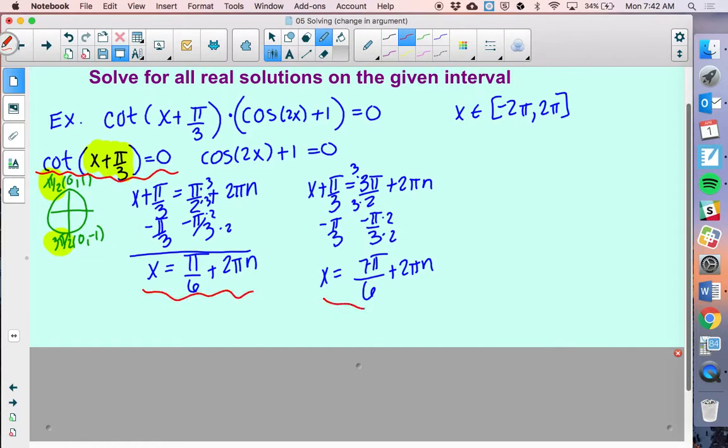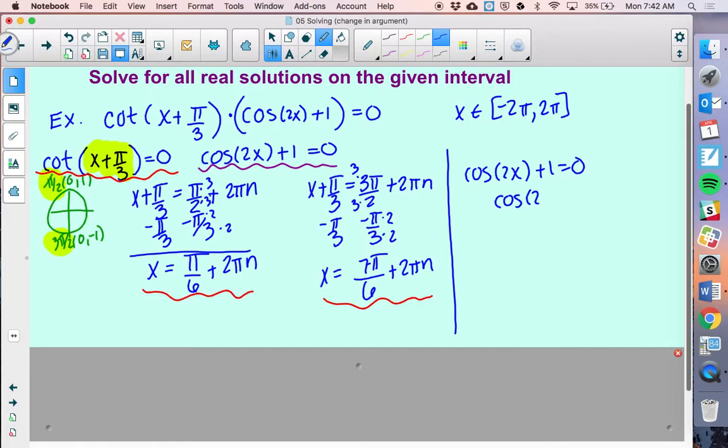Okay, now I'm going to get to the part where the solution is between negative 2 pi and 2 pi in a second. But let's go ahead and solve this part here. So cosine of 2x plus 1 equals 0. So notice that the plus 1 is not inside the argument. It's outside the parentheses, so it's outside the trig function, outside the argument. So I'm going to subtract 1. Cosine of 2x equals negative 1.